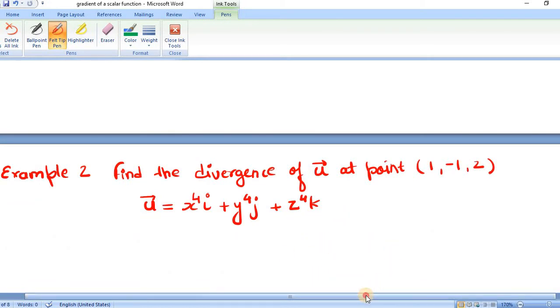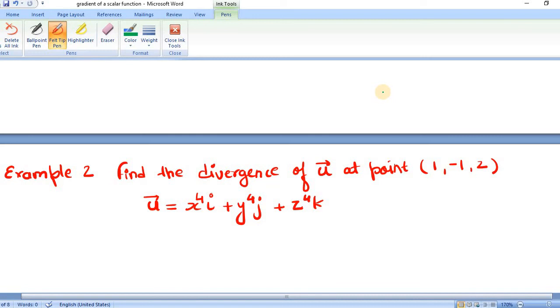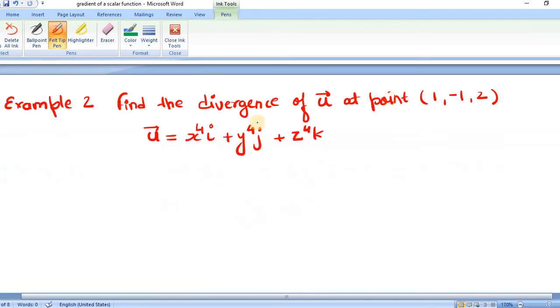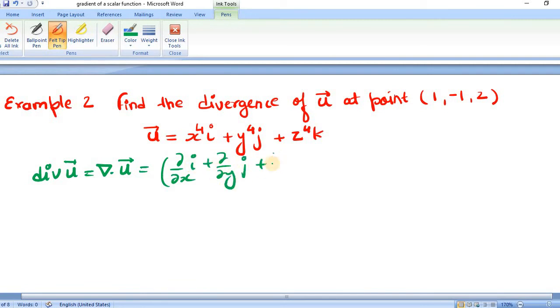Here we have this three-dimensional system. Find the divergence of u at a specific point. Here the point is also being given. The values of x, y, and z are given, and the vector function is given as u. So we have to write divergence of u, which is del dot u. Now this will be equal to, using the three-dimensional system, del by del x of i plus del upon del y j plus del upon del z k.